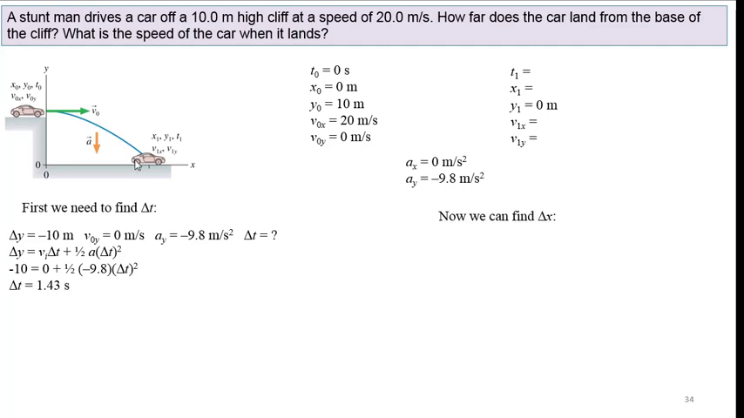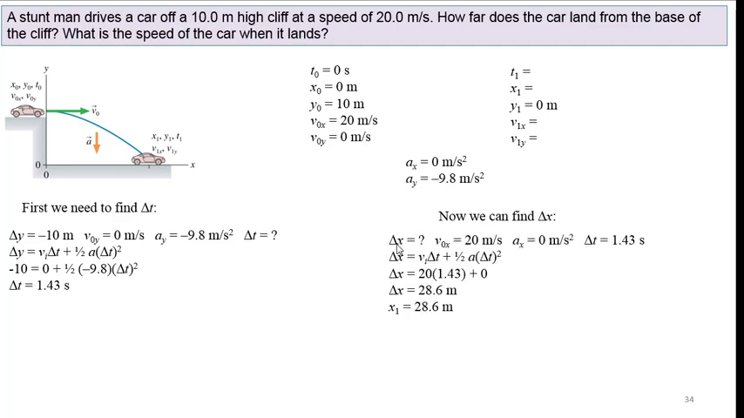Now that I know delta t, I can find delta x. I'm trying to solve for delta x. I know my initial velocity in the x direction. I know my acceleration in the x direction is 0. And now I know delta t. So I can choose my equation that involves those variables, plug in the values, and solve. Okay, so that's my position. That means I'm 28.6 meters away from the cliff when the car lands.